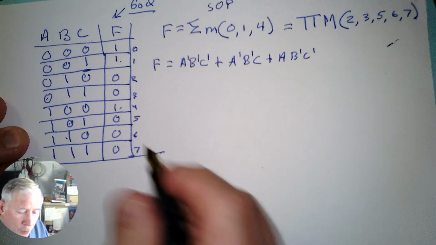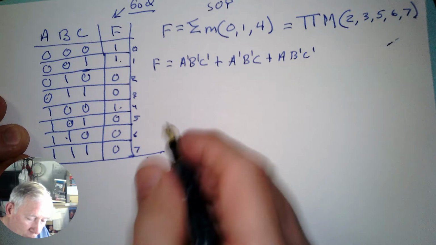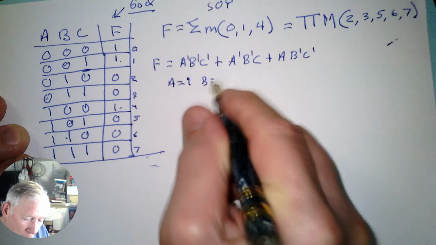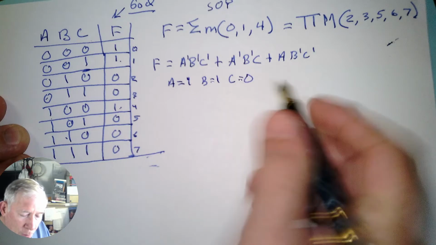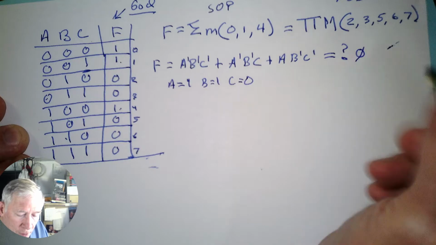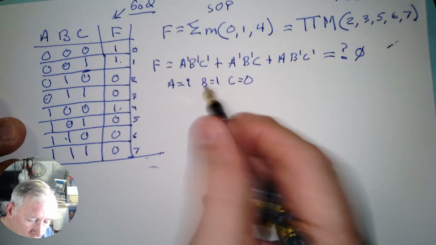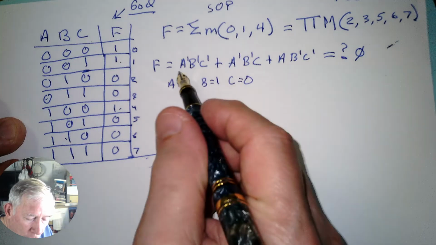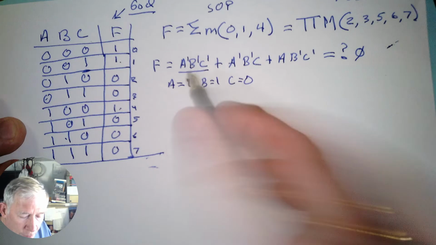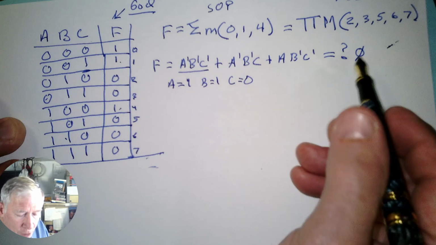Okay, let's pick row 6. So the value in row 6 is A equals 1, B equals 1, and C equals 0. Let's plug that in. It should give us 0, but does it? So A is 1, B is 1, C is 0. If any of these terms turn out to be a 1, that's not going to be a 0. So all these terms have to turn out to be 0 for this to give us the right answer.